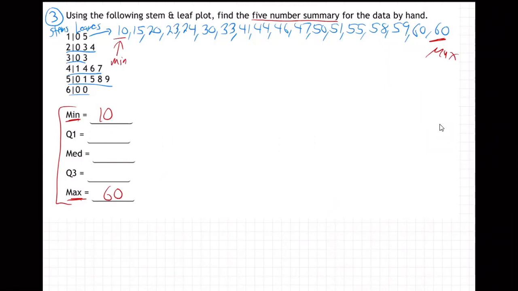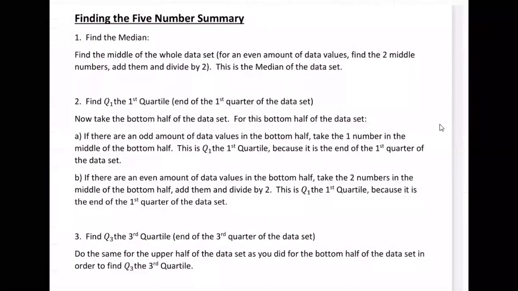Okay, and now next they want us to find the median. Let me go to the notes with you. So here's the exam 4 notes, and it says finding the 5-number summary. Find the median, so find the middle of the whole data set. For an even amount of data values, find the 2 middle numbers, add them, and divide by 2. This is the median.